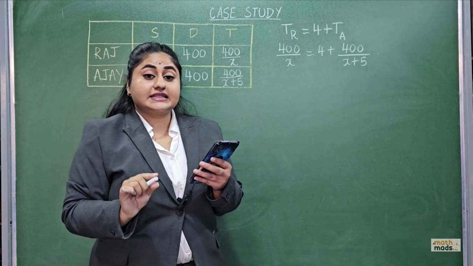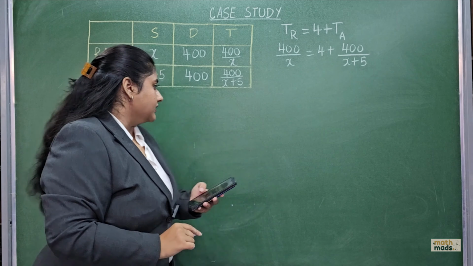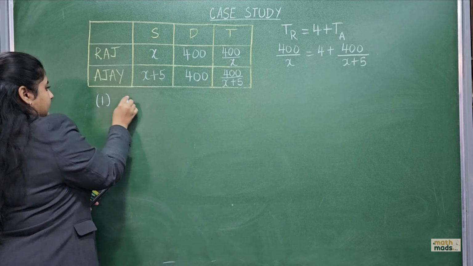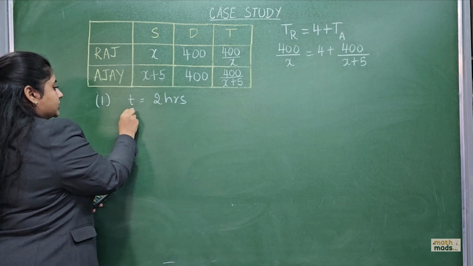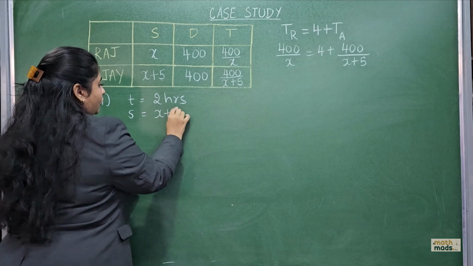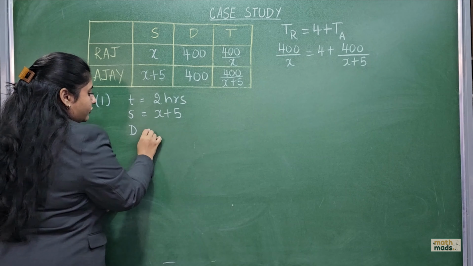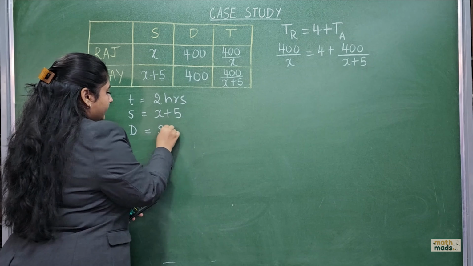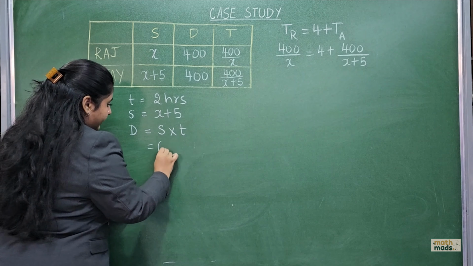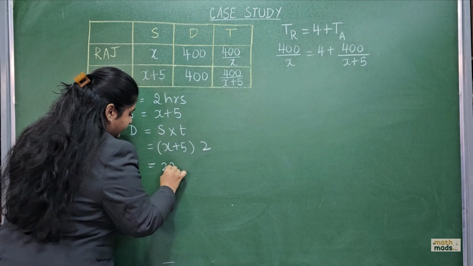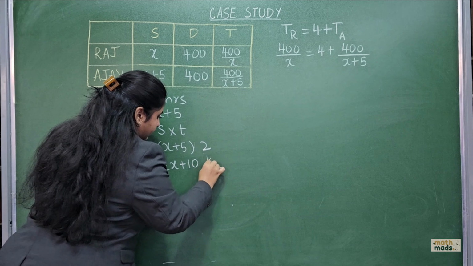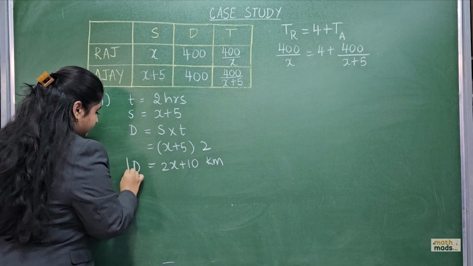What will be the distance covered by Ajay's car in 2 hours? They've given the time, that is 2 hours, and we know the speed of Ajay is equal to X plus 5 km per hour. So distance is equal to speed into time. So this is equal to X plus 5 into 2, which is equal to 2X plus 10 kilometers. That is the first question.